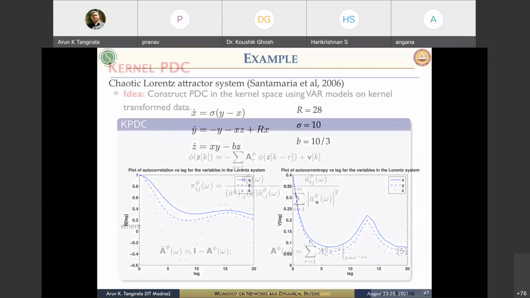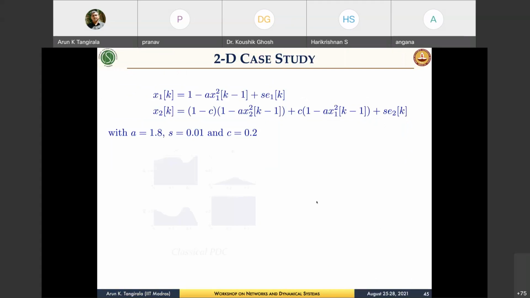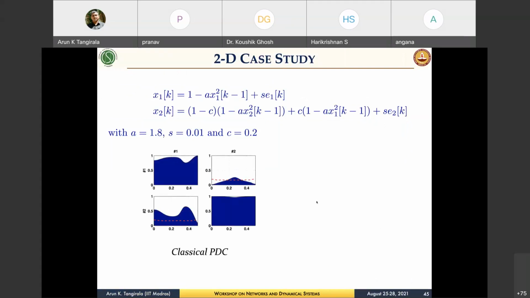Okay. So what is the idea now? As I told you, we extend this idea to construct PDCs in the kernel space. So if you have not followed anything, the bottom line is, instead of working in the data space, we are working in the kernel space. The rest of the story is the same. We build VAR models from which we construct PDC and so on. So let me show you a quick implementation here. We have a nonlinear bivariate process. e1 and e2 are white noises here, and I've given the values of S, A, and C. You can simulate the data for yourself.